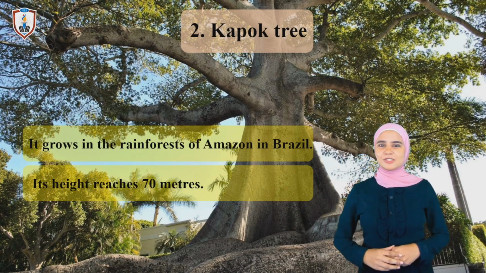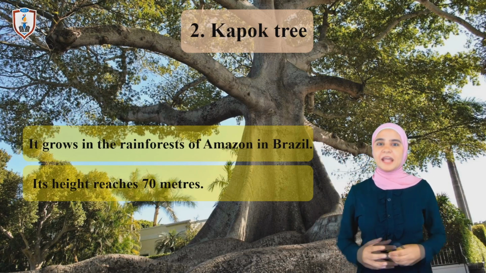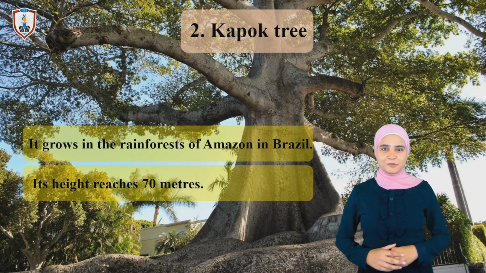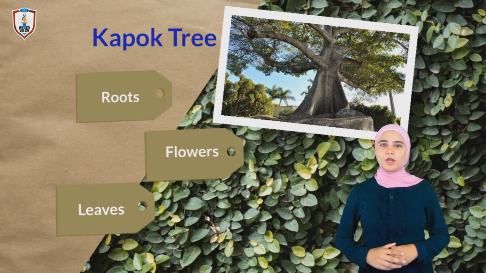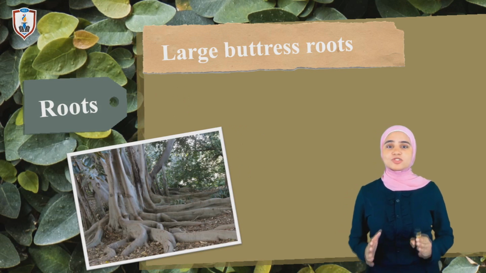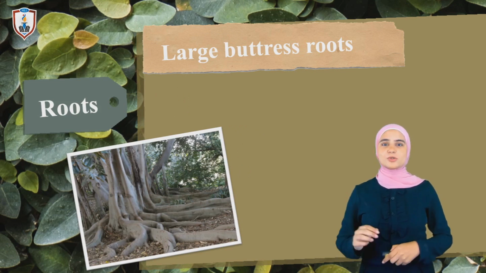Let's know what are the traits that can help this kapok tree to adapt and survive in its environment. We are going to talk about its roots, flowers, and leaves. First, its roots. It has a very special type of roots called buttress roots.